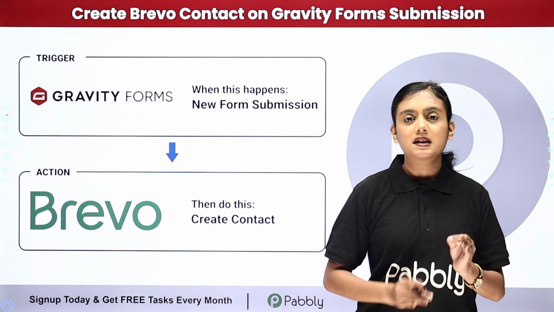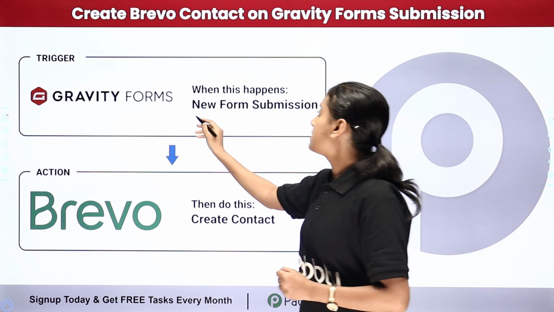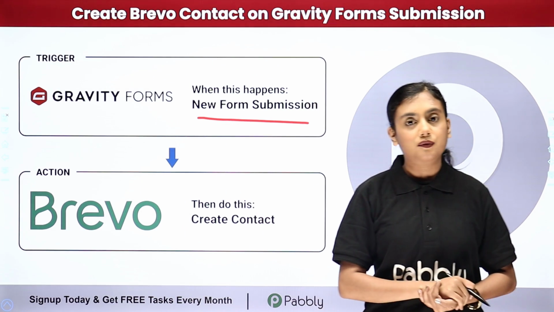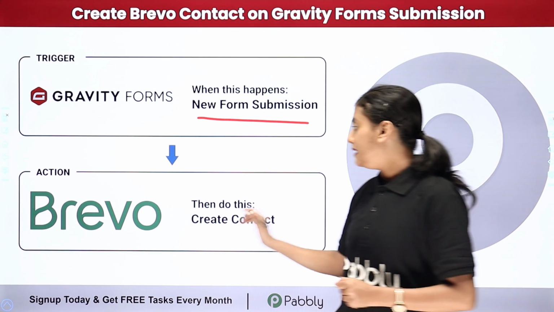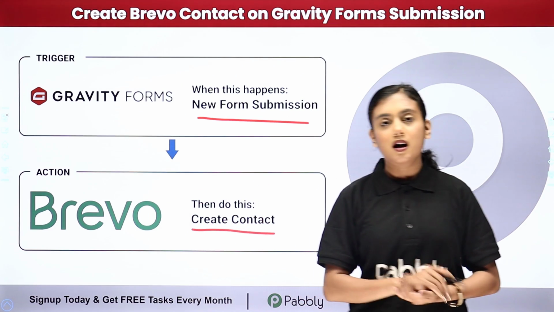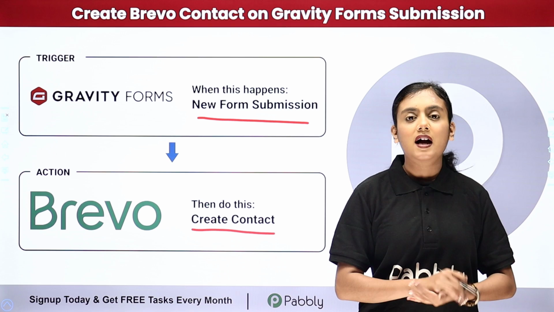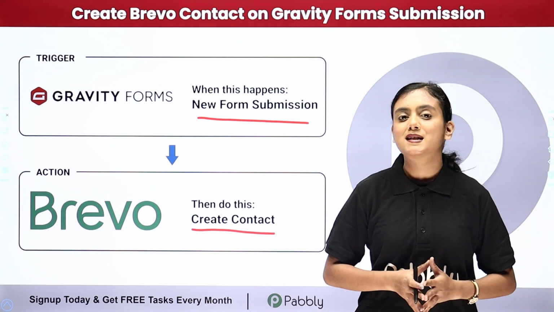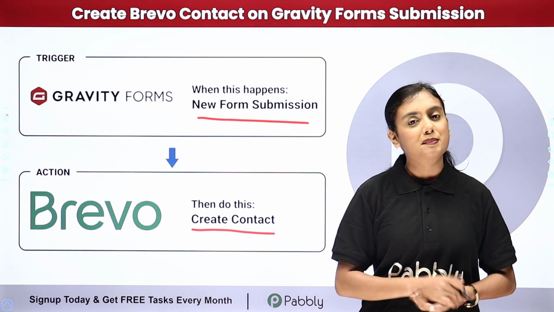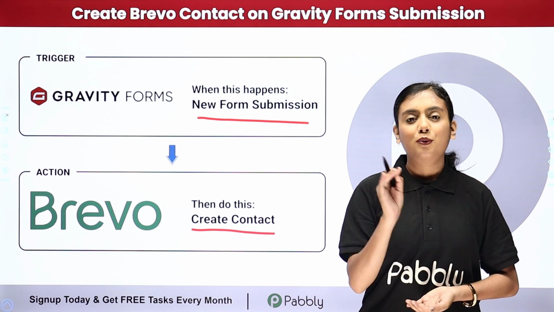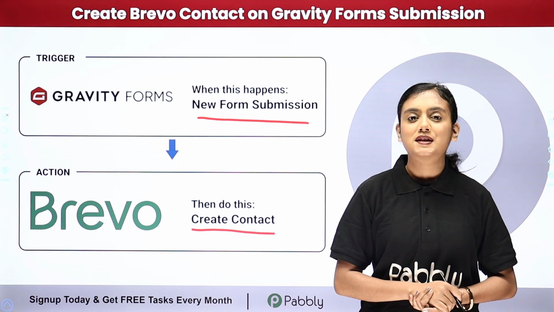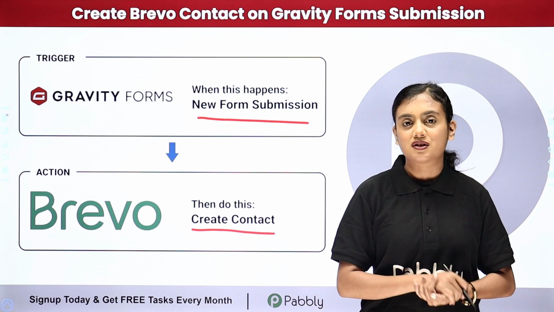Here what I want is that as soon as a new form submission is done by a lead using Gravity Forms, I want to create that lead as a contact in my Brevo account. Now creating these contacts manually is very time consuming. So what I've done is I've simply automated this entire process with the help of Pabbly Connect, which is an amazing automation and integration software.